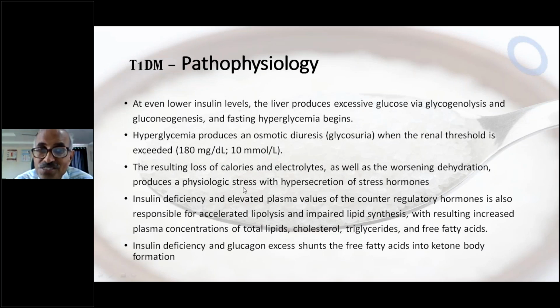And when there is stress, what will happen? The stress hormones come into the picture. All the stress hormones are counter-regulatory hormones, opposite of insulin. They produce effects opposite to insulin. So not only lack of insulin, but the counter-regulatory hormones also produce effects like glycogenolysis, lipolysis, and all this. Insulin deficiency and elevated plasma values of counter-regulatory hormones are responsible for increased lipolysis, impaired lipid synthesis, and increased plasma concentration of lipids, cholesterol, triglycerides, and free fatty acids. And glucagon, also a counter-regulatory hormone, shunts the free fatty acids into developing ketone bodies and ketosis. We will come to discuss that later.